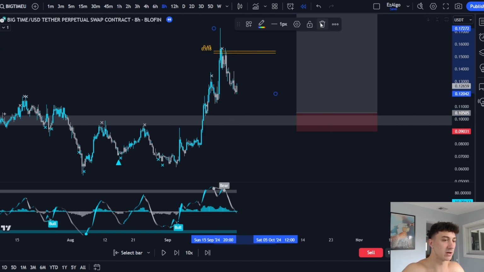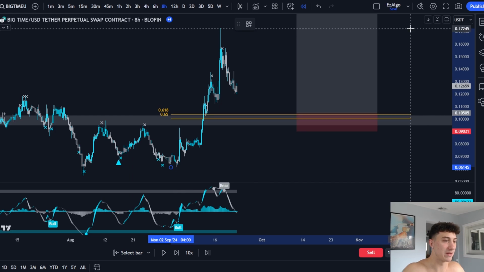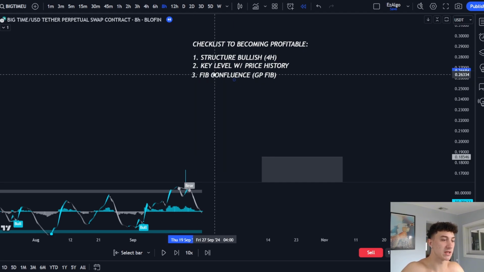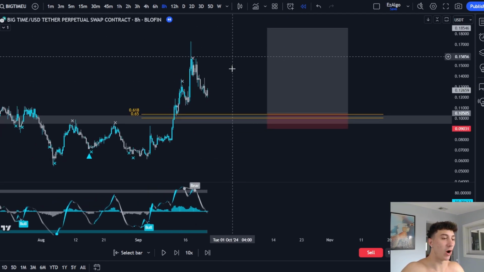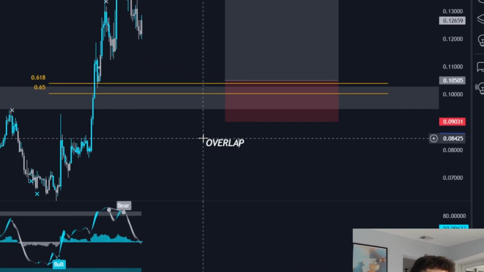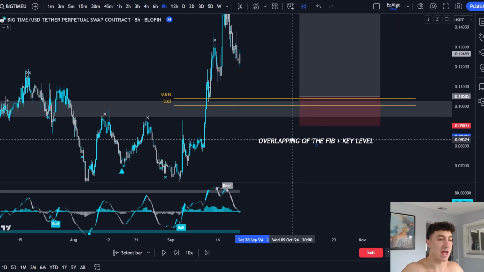Now, you never want to enter off of the golden pocket fib alone. You want to make sure that you have the first 2 bullet points in the checklist down first, right? You want to make sure that structure is bullish, and then you want to make sure that you have a key level with price history overlapping that level. So what you're looking for here with the golden pocket fib is overlapping of the fib with the key level, right? You want to see confluence here. This is what we refer to as confluence, right?